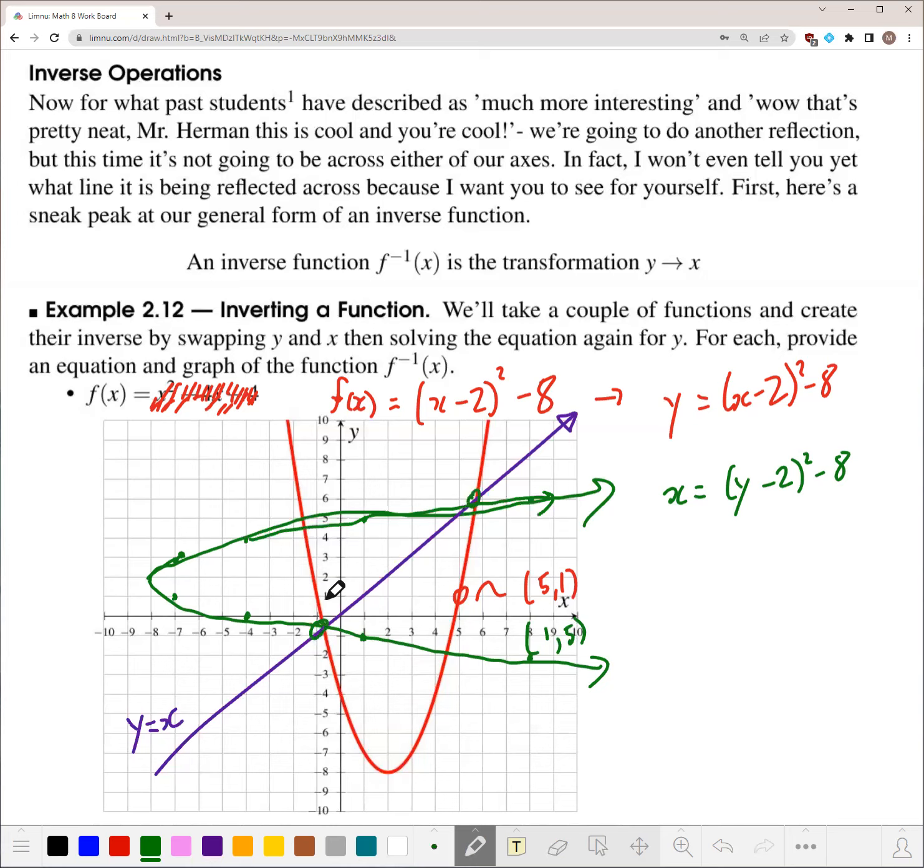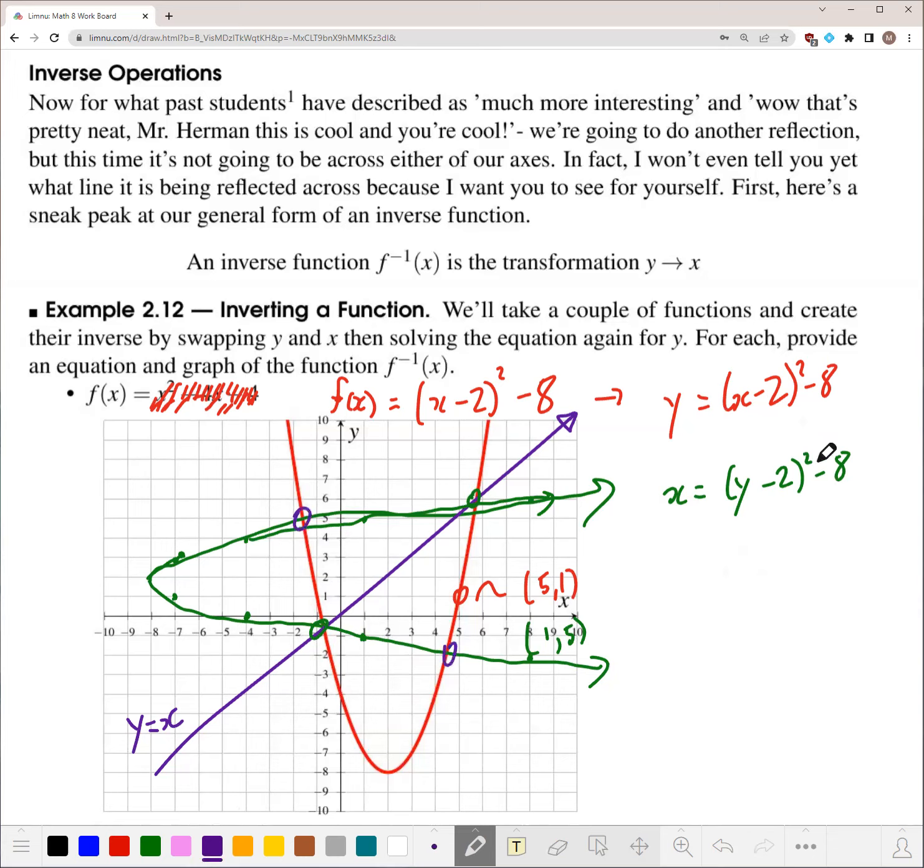We're actually reflecting about the line y equals x. Cool. Now you'll notice we had another point here that remained, quote unquote, the same. That's totally coincidental. Now, if I wanted to graph this on a graphing calculator, I need to graph it with our y value as the term we're solving for. So I need to solve for y here.